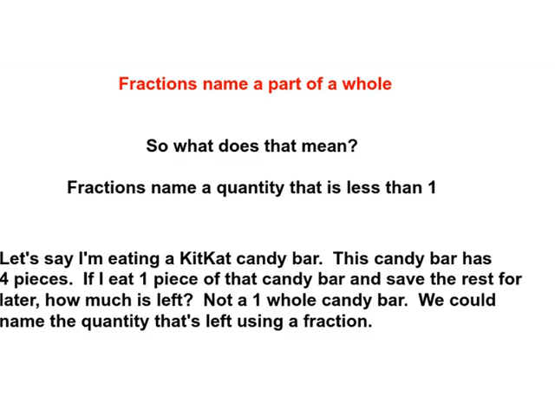So the piece that I broke off, I have 1 piece out of the 4 on the entire candy bar. And what's left over? Well, there are still 3 pieces out of the 4 total. So no matter which one I'm looking at, which one I ate or how much I have left over, I still don't have the whole candy bar. I just have 1 little piece of it.